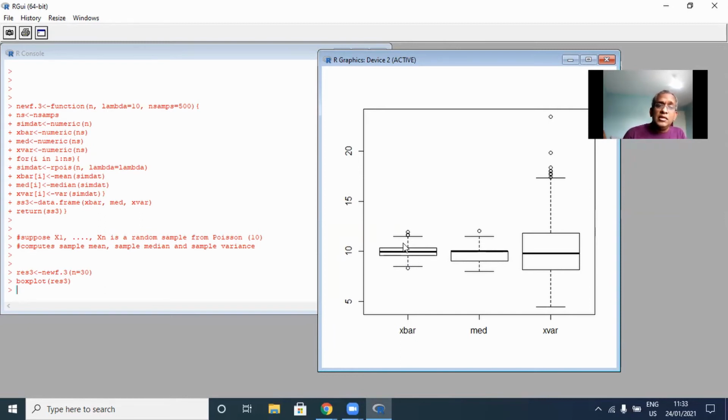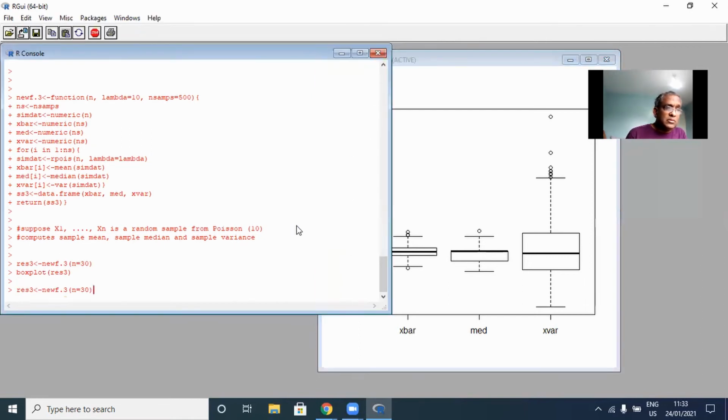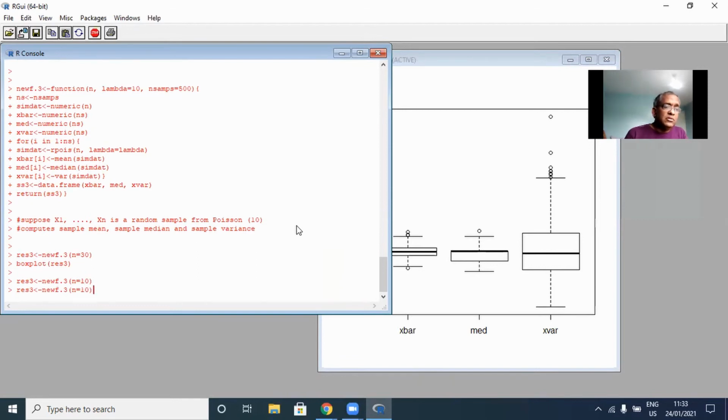So remember that for a Poisson distribution with lambda equal to 10, the expectation and the variance are both equal to lambda. So if you are to estimate lambda, you would go with the sample mean, because that has the shortest box. Let's do the same thing, say with n equal to 100.